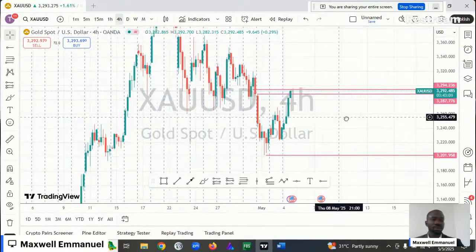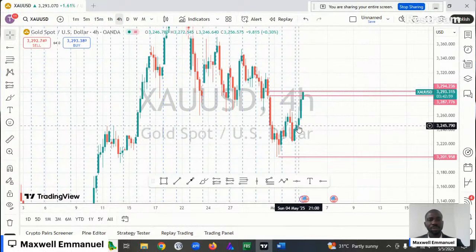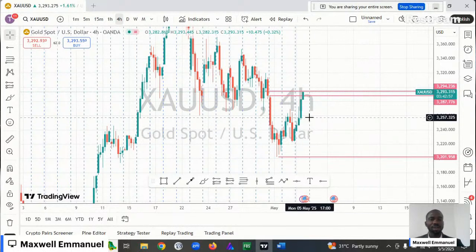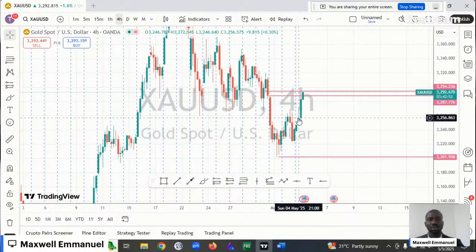Gold is bullish at the moment, but this is not the right time to buy gold. If you buy gold now, the risk is very high. This was a good entry on gold. I think this was the first candle for the day. This would have been after the formation of this candle. That would have been a good buy on gold.